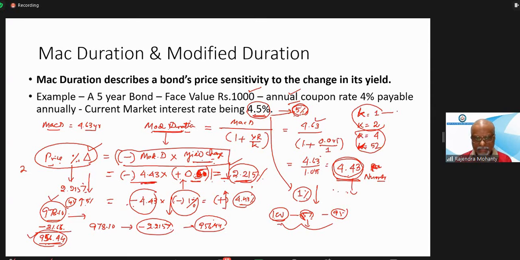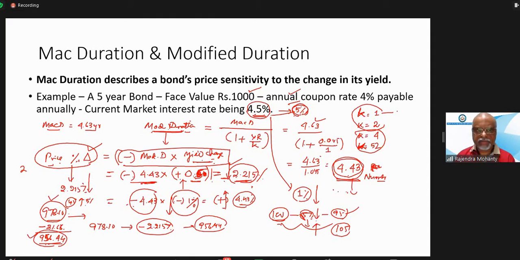Clear? Yes, sir. So if it is to be added, you add this one. If it is to be subtracted, you subtract this one. Simple. 100 was there, 5% is the change. What will it be? Whether it will be 95 or 105. If it is decreasing by 5, it is 95. If it is increasing, it means 105. Clear?